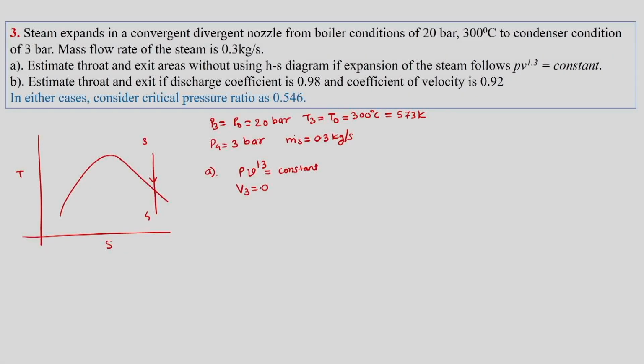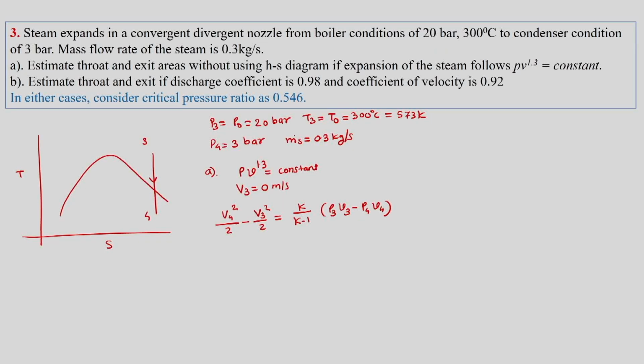We can consider here as well, it is not told, but still we can consider V3, velocity at 3, is equal to 0 meter per second. The expansion is told to have an isentropic index of 1.3. So in this case we know that the change in kinetic energy, V4 square by 2 minus V3 square by 2, is equal to K upon K minus 1 into P3 V3 minus P4 V4.